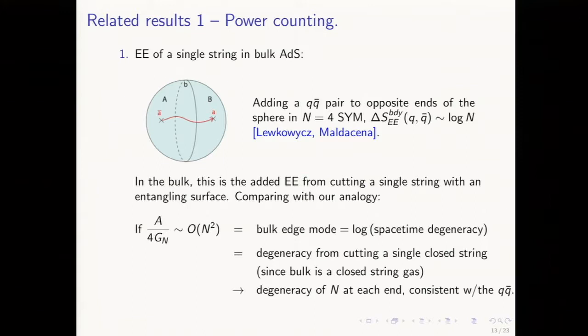Right, so there I said that the area term is something like a space-time edge mode. It's like the log of some boundary degeneracy in space-time. If you want to pull this onto a single string, then we can think of it as the degeneracy from cutting a single closed string in the bulk, using this picture that the bulk is like a string gas. So you get rid of a factor of N when you go from the space-time to the worldsheet. Now 1 over G Newton scales as N squared, but your string has 2 ends, so you get a factor of N from each end of cutting the closed string. So at a naive counting level, this Liukowitz-Maldacena boundary calculation is consistent with our conjecture.